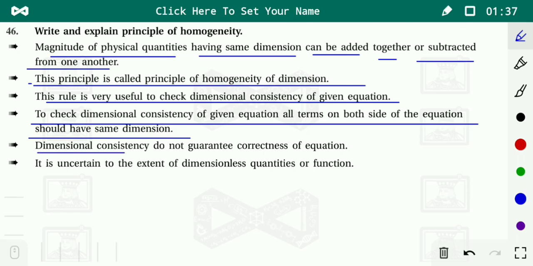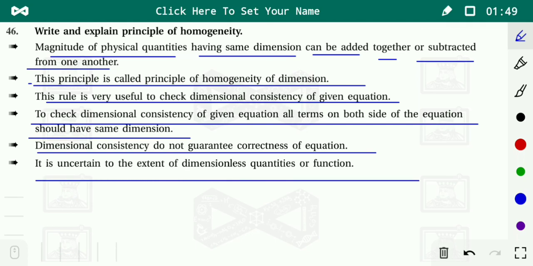Dimensional consistency does not guarantee correctness of the equation. It doesn't mean that the equation is correct. It is uncertain to the extent of dimensionless quantities or functions. So if some quantities are dimensionless, then this method is not certain. Some functions may also be dimensionless, so this method is uncertain.